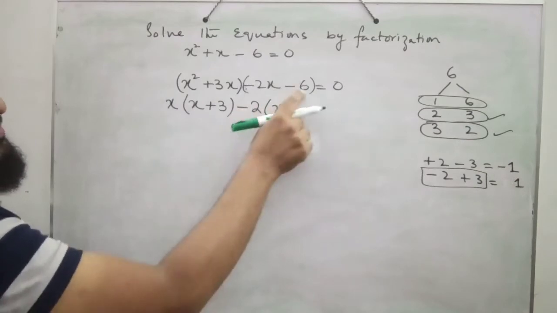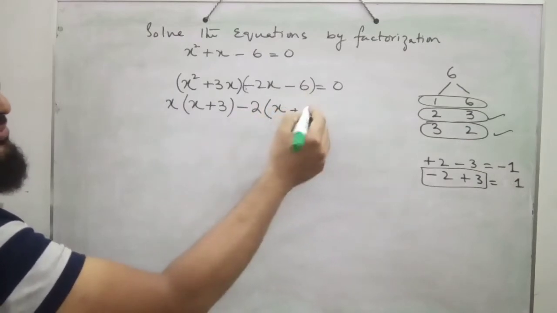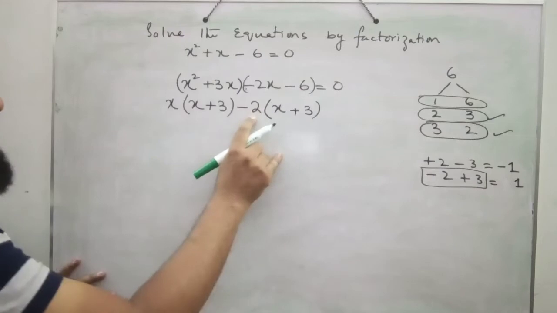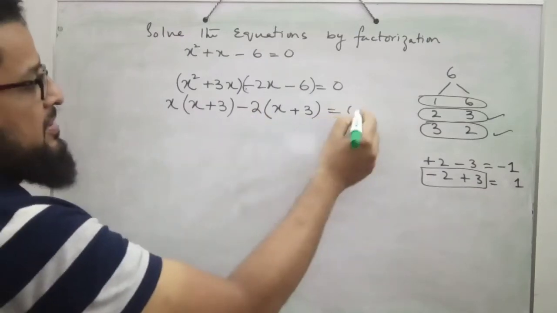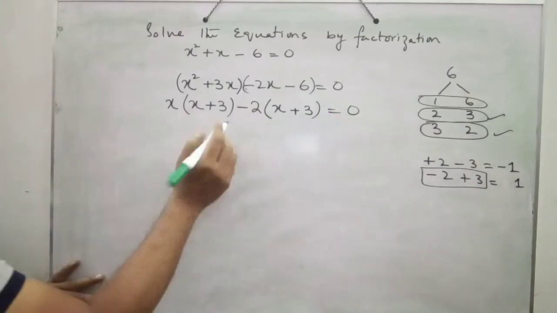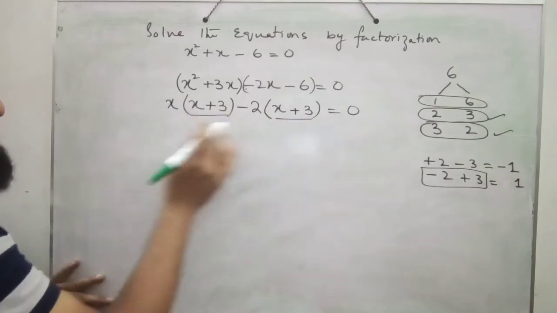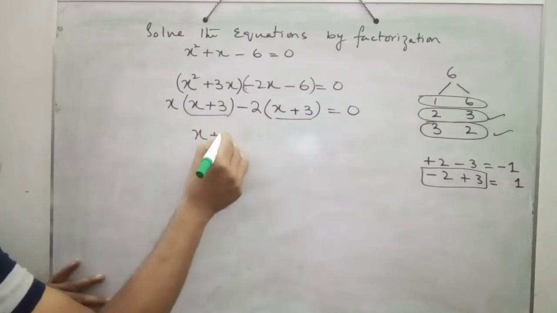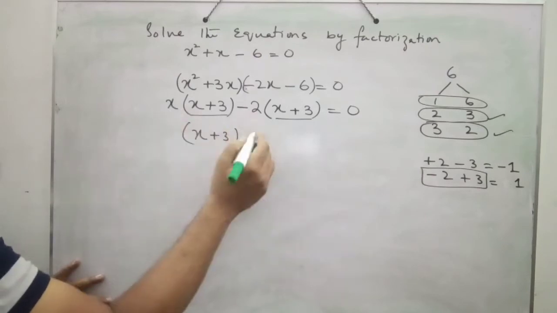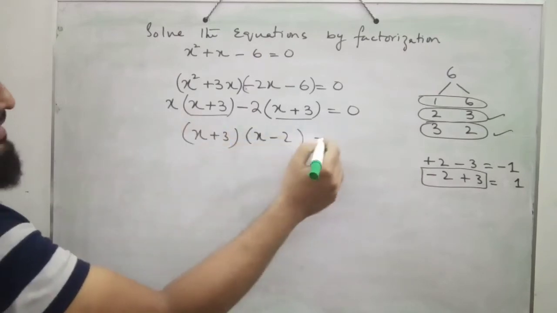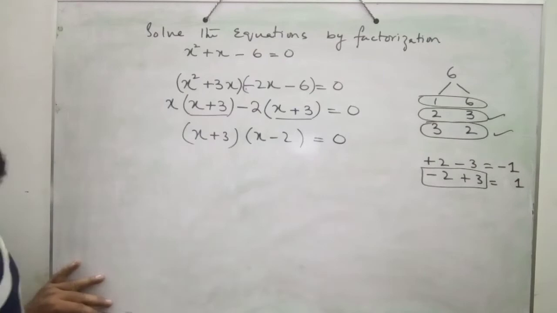So 2 1s are 2, 2 2s are 4, and 2 3s are 6. So you can divide it, 6 divided by 2, so you have a 3 right now. So then you see that the two brackets are the same, so you can take the common. So you have x plus 3, and the second you have x minus 2, and that is equal to 0.